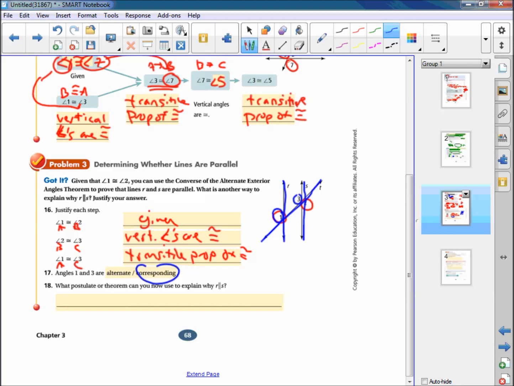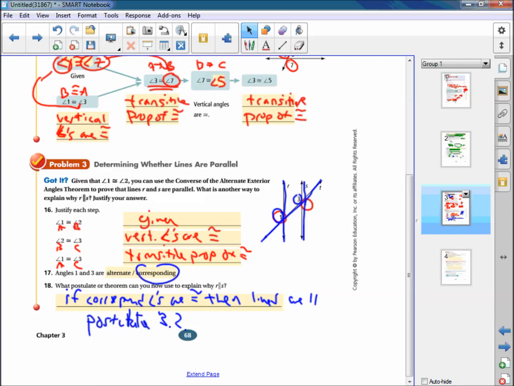So I'm going to write it out. If corresponding angles are congruent, then lines are parallel. This was postulate 3.2, if we're looking back. Okay, so postulate 3.2 tells us the converse. If the corresponding angles are congruent, then the lines are parallel. Okay, that's the converse of postulate 3.1.